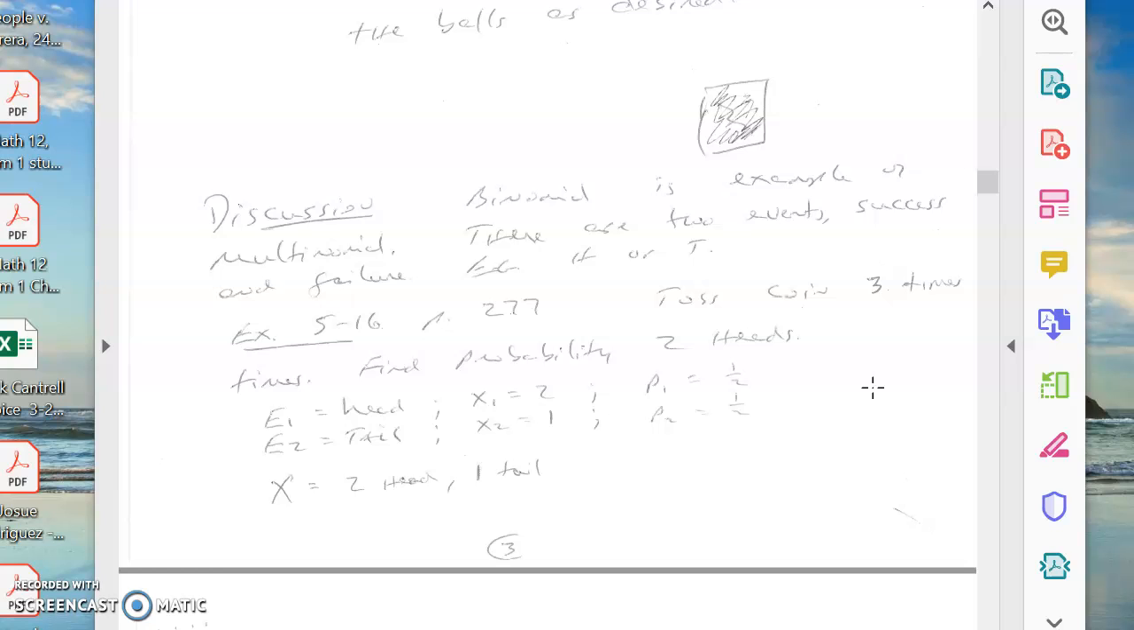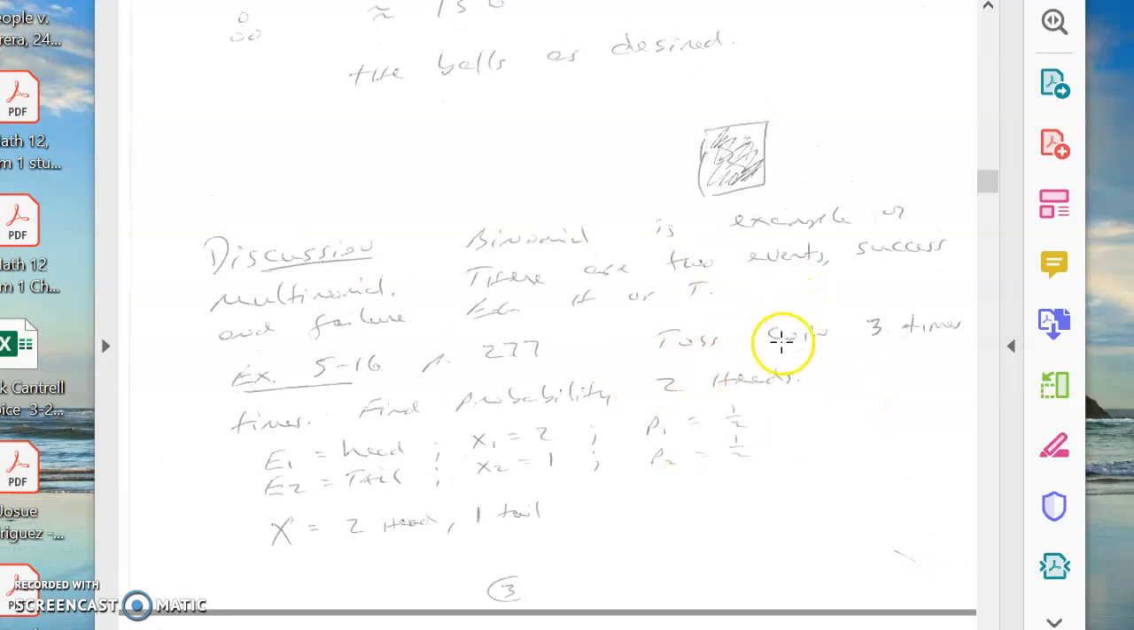Now, one of the concepts that the author mentioned was that binomial is merely an example of multinomial. Okay, well, let's see if that's true. Let's discuss that. And so here's my discussion. Binomial is an example of multinomial. There are 2 events, success or failure. For example, heads or tails.